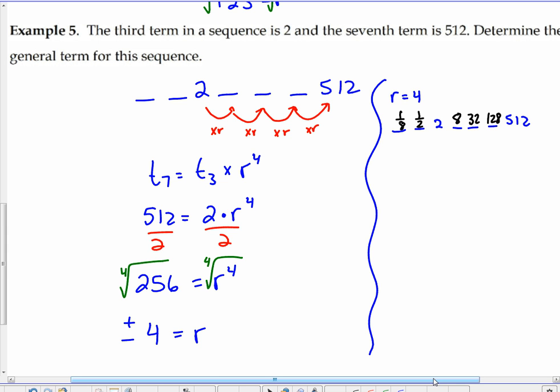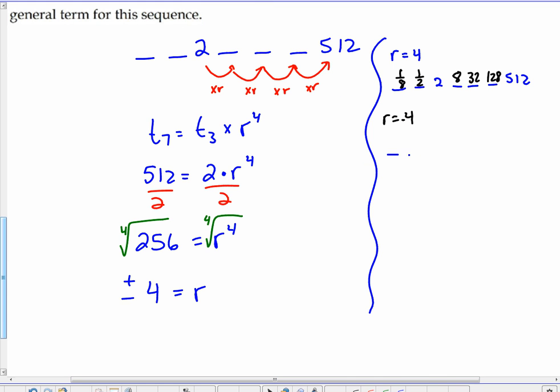The reason why it could also be -4, okay, so if we do the same idea here, whenever there's an odd space in between, I can multiply by -4. So if I multiply by -4, 2 times -4 is -8, then times that by -4, positive 32, times that by -4, -128.